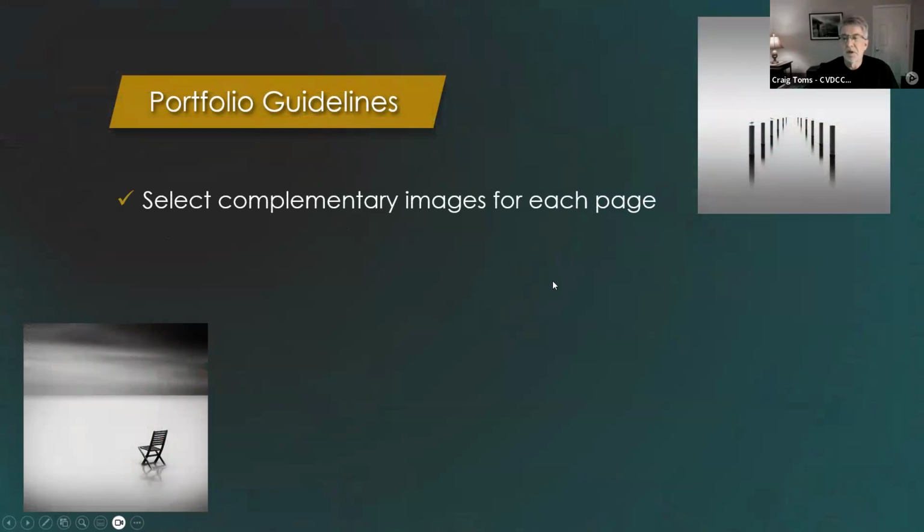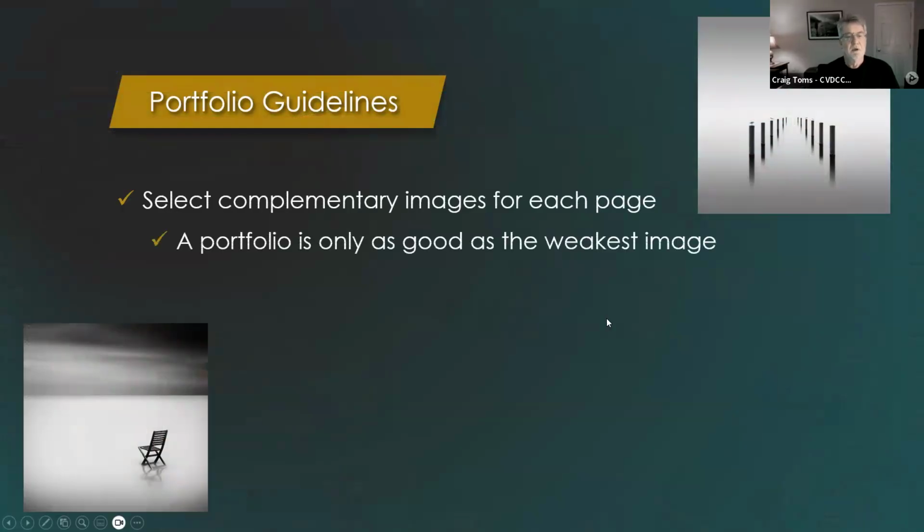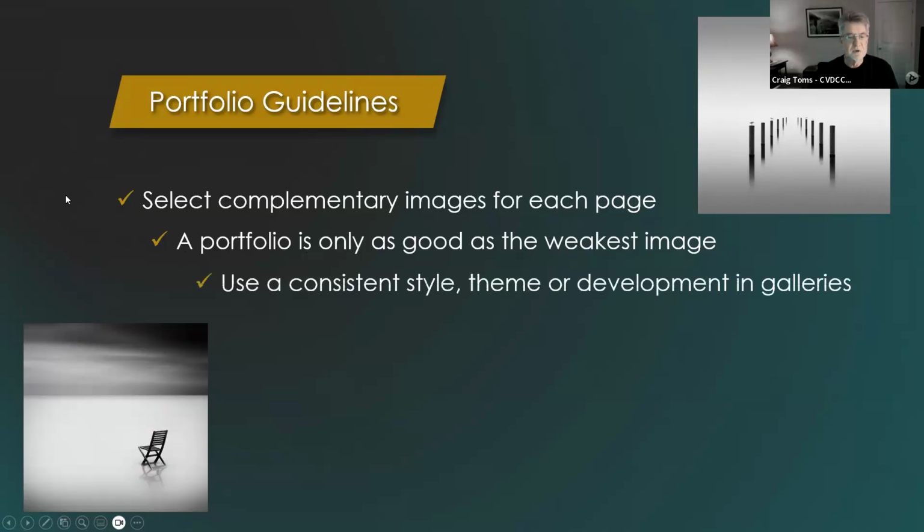So you want to select complementary images in a portfolio, first of all. It could be all monochromes or all the same aspect ratio, that type of thing. As Rob Strain was telling us a couple of weeks ago in his presentation, the portfolio is only as good as the weakest image. I think most of us are aware of that, but it's something to think about when you're putting a portfolio together. Use a consistent style, theme, or development in your galleries.